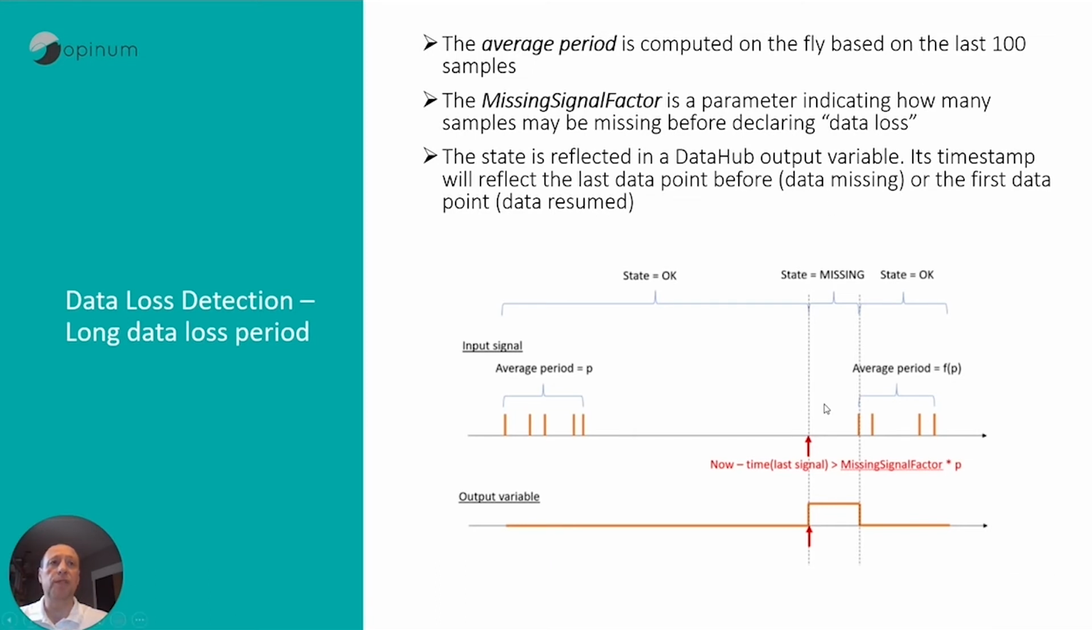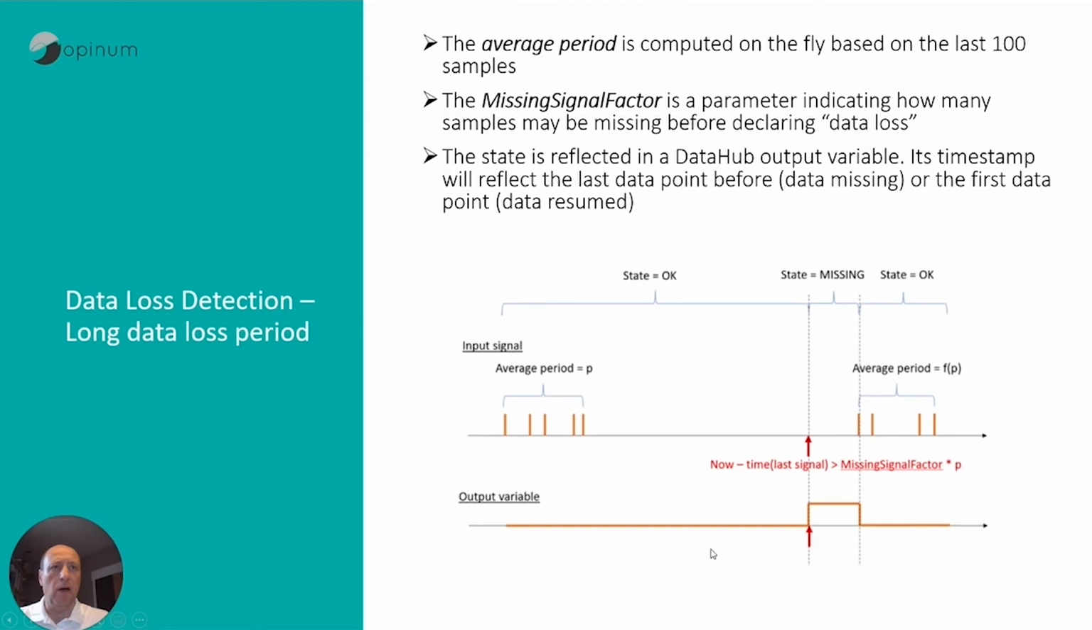So most of the time, we recommend, it really depends on the behavior of the input signal. But if it's an input signal reflecting data coming from a device, we recommend to use a signal factor of 3 or 4, meaning that you can lose or miss 3 or 4 data points before declaring that the signal is lost. When the signal is lost, the output variable that is automatically created will be set to 1.